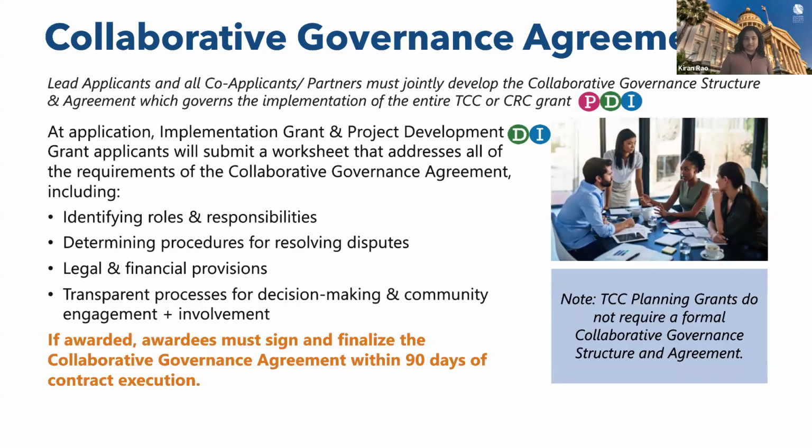modifications for tribal applicants. To help applicants and grantees develop their collaborative governance structure and agreement, we created a collaborative governance agreement worksheet and a collaborative governance for tribes worksheet. This worksheet is a tool meant to help applicants establish the procedures, norms, and expectations for all parties involved in the grant. If an applicant is selected for an award, they will turn the terms outlined in the worksheet into a formal collaborative governance agreement no more than 90 days after contract execution.